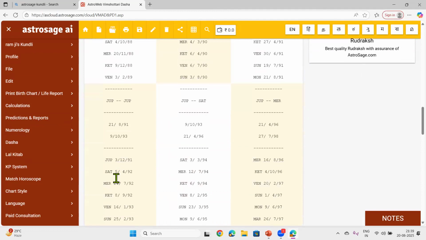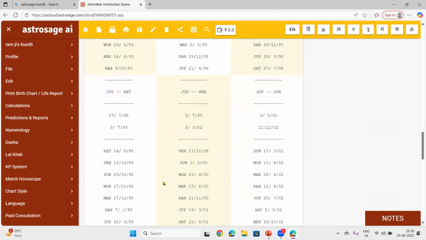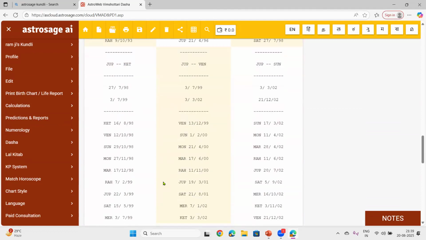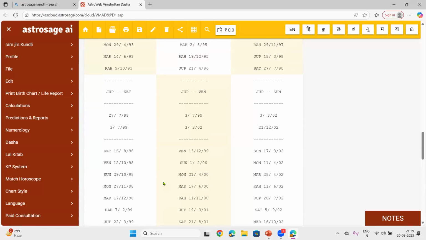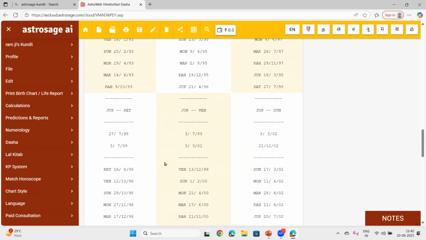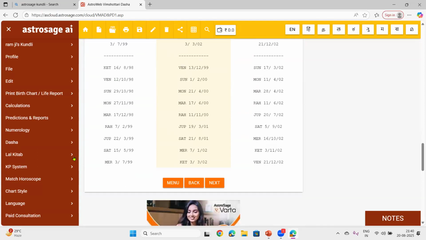So come to that 99. Correct, sir, or a little back. Yeah, there you are. Okay. Jupiter, Ketu, Saturn. Jupiter, Ketu, and Saturn, sir. Okay, Jupiter, Ketu, and Saturn was running when the son was born. Yes, okay, Jupiter, Ketu, and Saturn.